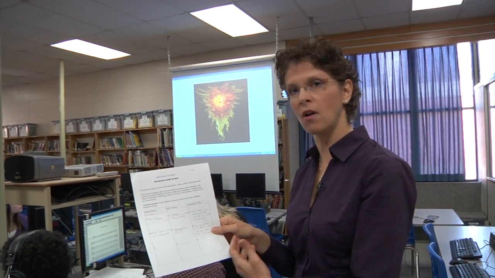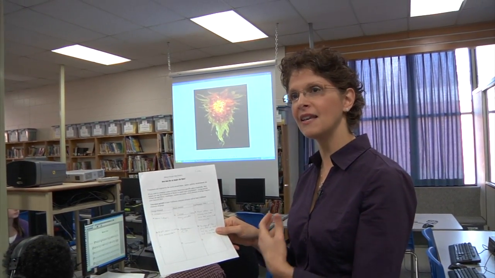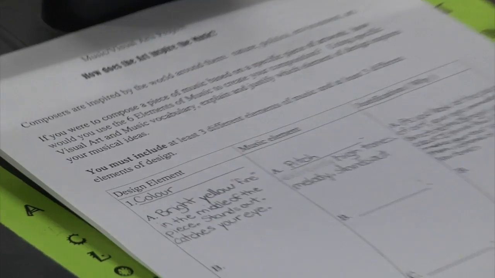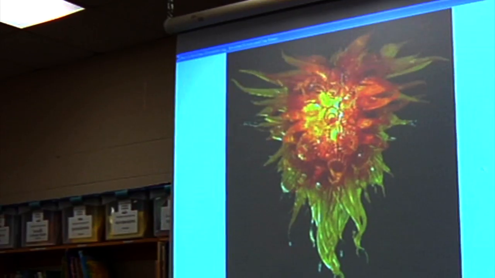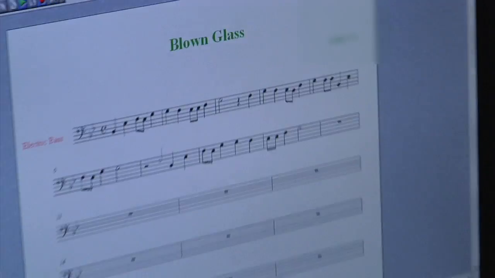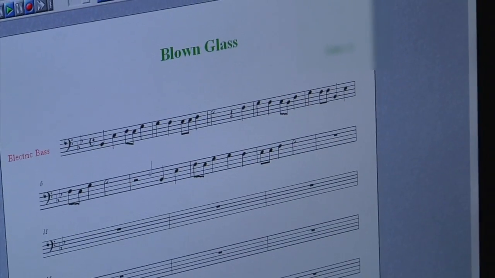There's not really a right or wrong to any of this, as long as they can give me a really good reason why it works in their ears. High tones, you're talking about the bright yellow fire in there. Okay, so where are you representing that in this piece? I have a lot of Fs and Es and Ds, which are the higher notes.